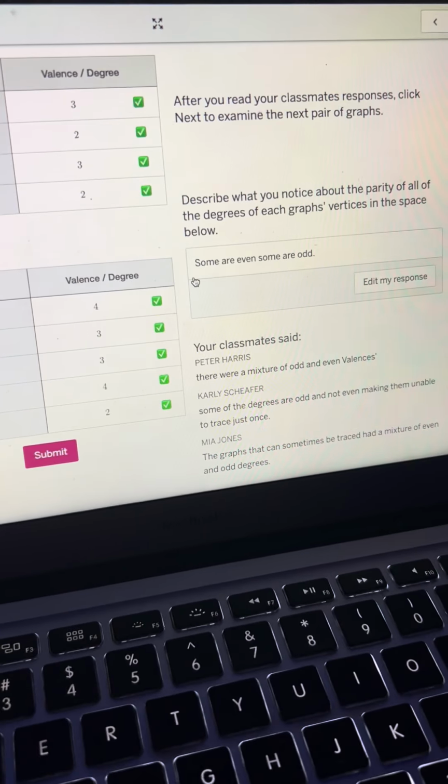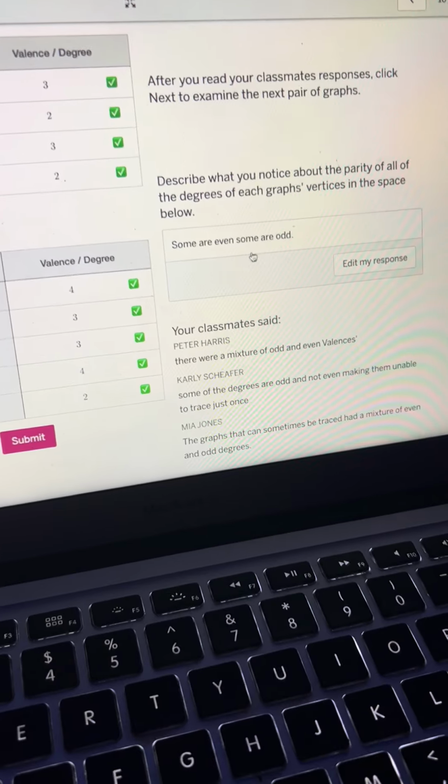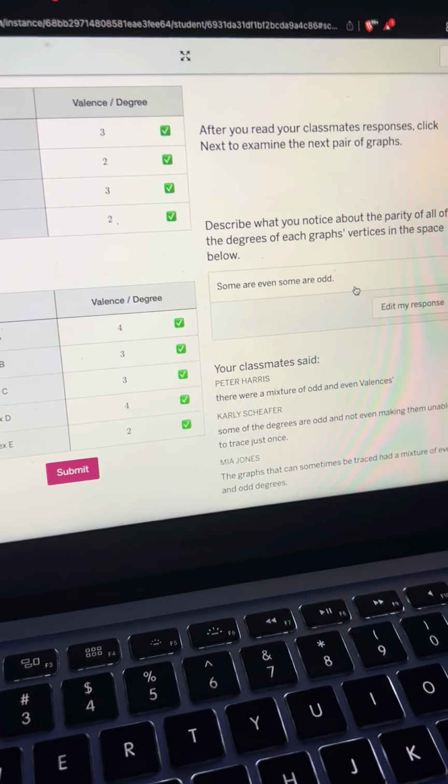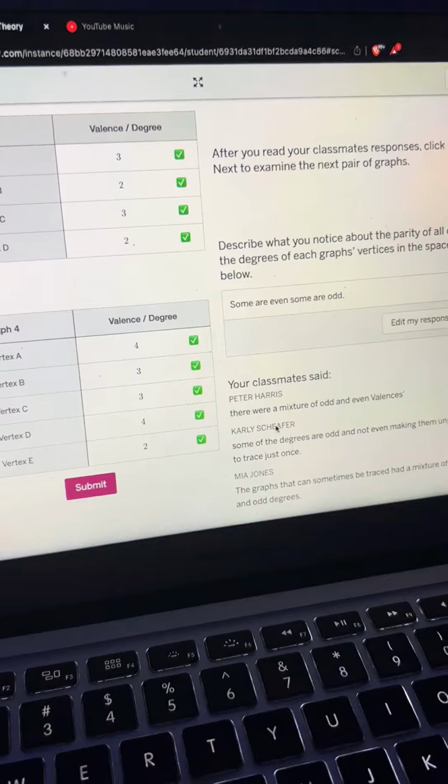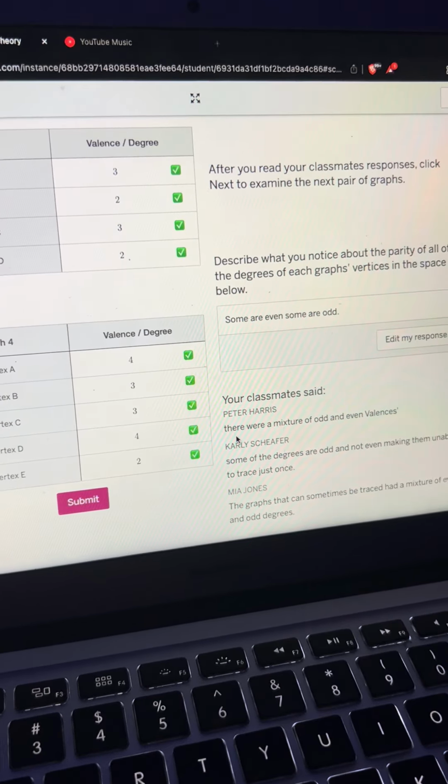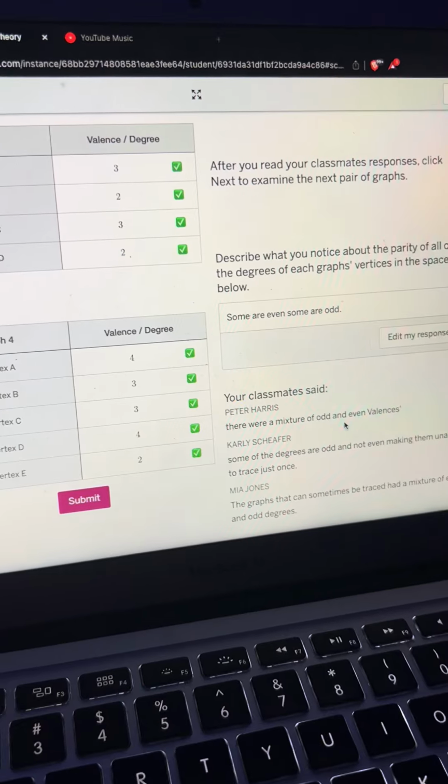So what I said in the text box is that some are even and some are odd. And this also correlates with what other classmates said. There was a mixture of odd and even.